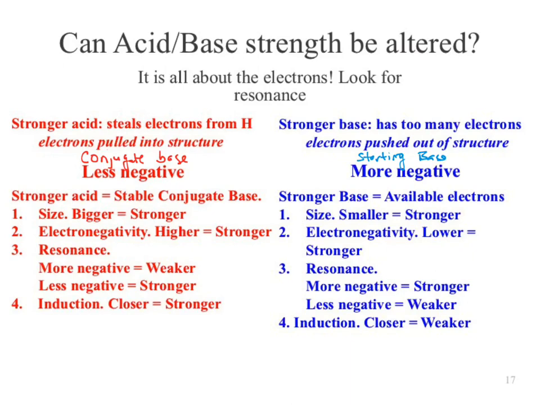Are people slowly getting it more and more? More available electrons. Size. Okay? The smaller it is, the stronger the base. Why? That charge is spread over a very tiny area, making it effectively more negative. Note that it's different between acids and bases.